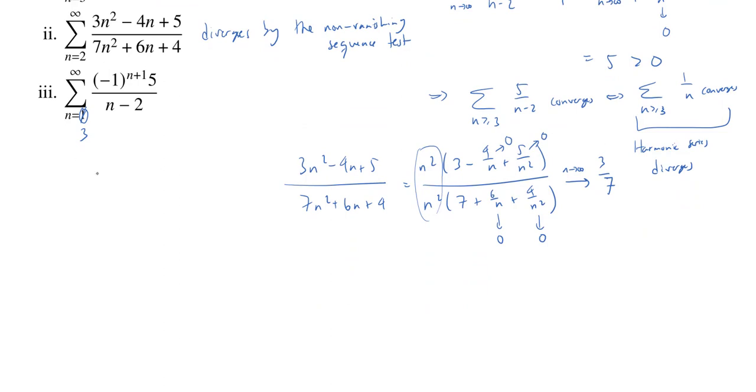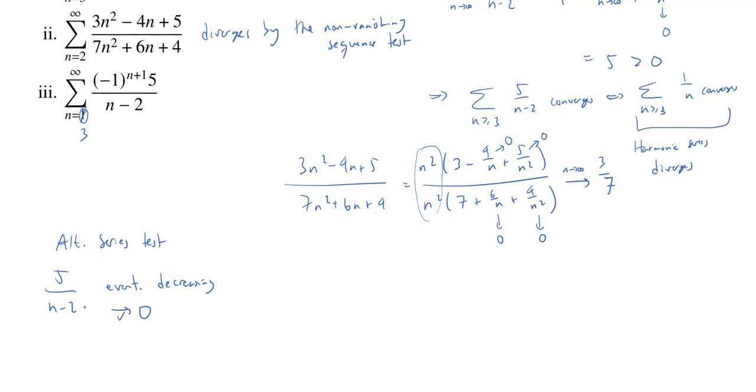In order to use the alternating series test, we have to check the hypotheses. What are the hypotheses for the alternating series test? Well, we need that the underlying sequence without the alternator, so here 5 over n minus 2, is eventually decreasing and converges to 0. It's easy to see as n goes to infinity, this goes to 0. That's not a problem. How about the eventually decreasing part?